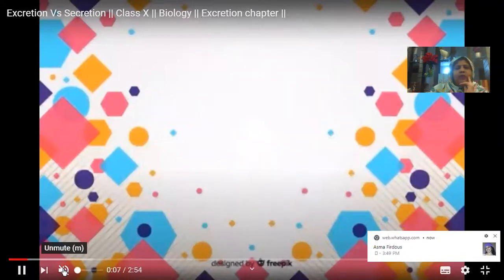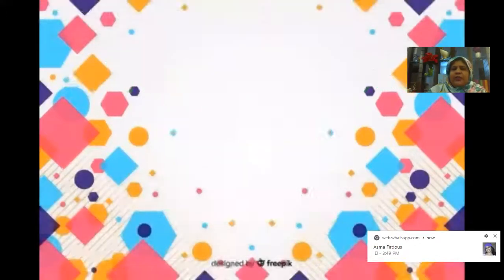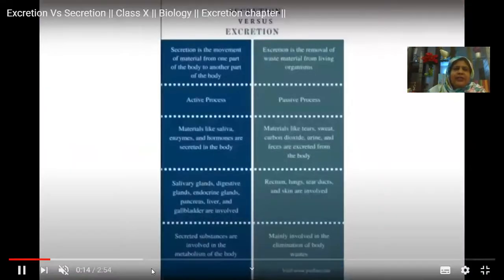So what we are going to do now is the differences between excretion and secretions. So let us see what is the difference between excretion and secretion. Secretion is the movement of material from one part of the body to another part. Within the body it is happening, and it is called an active process.